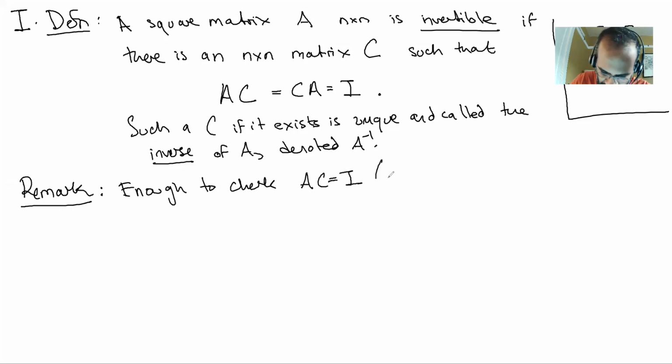So that implies C times A is equal to identity. We won't prove this now. You'll see a proof of it later. But now let's get to what this means in terms of linear transformations.